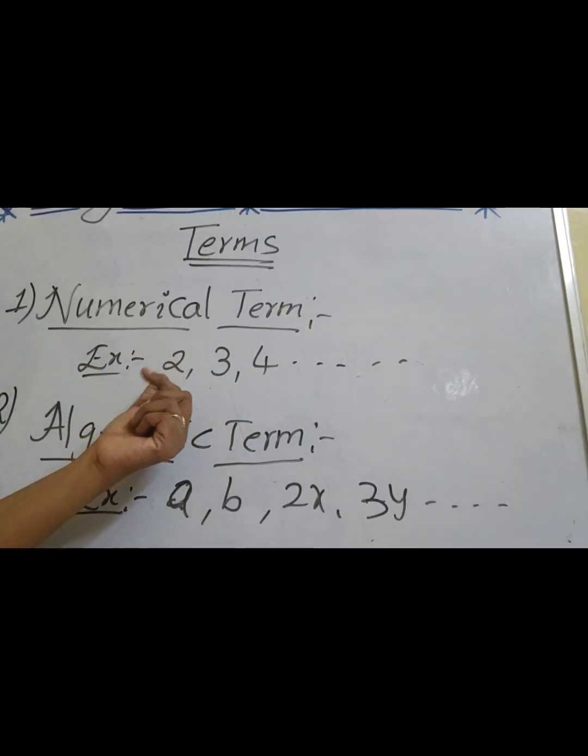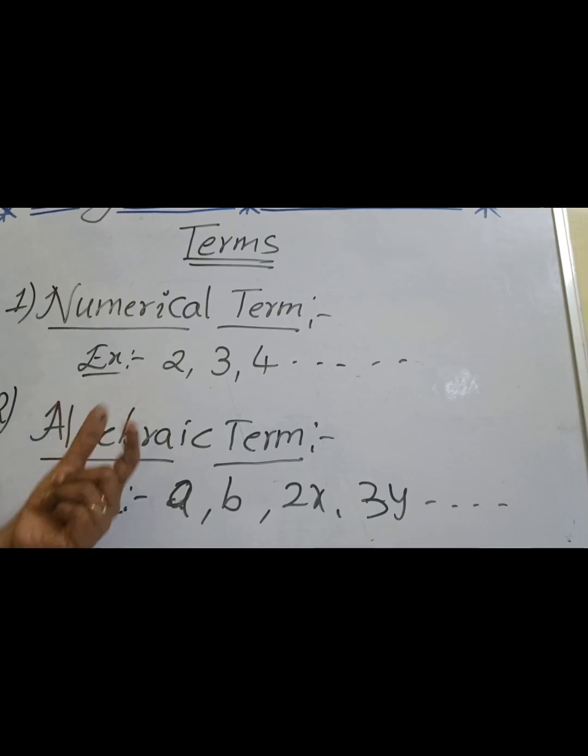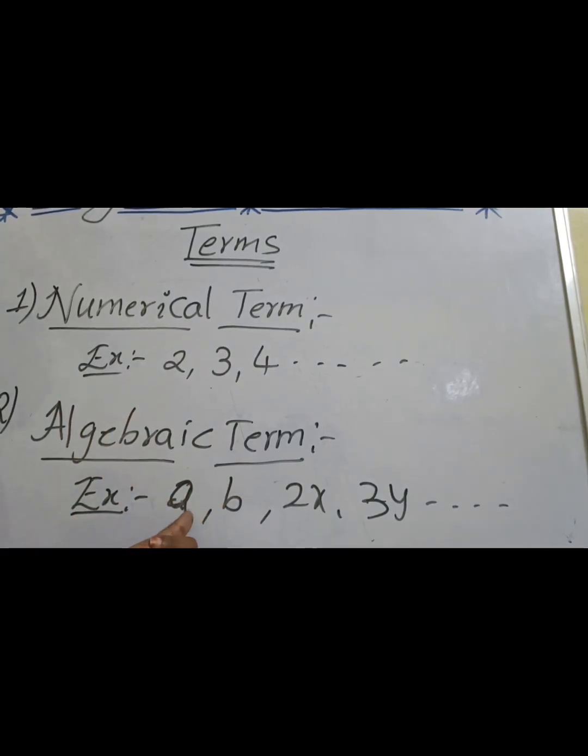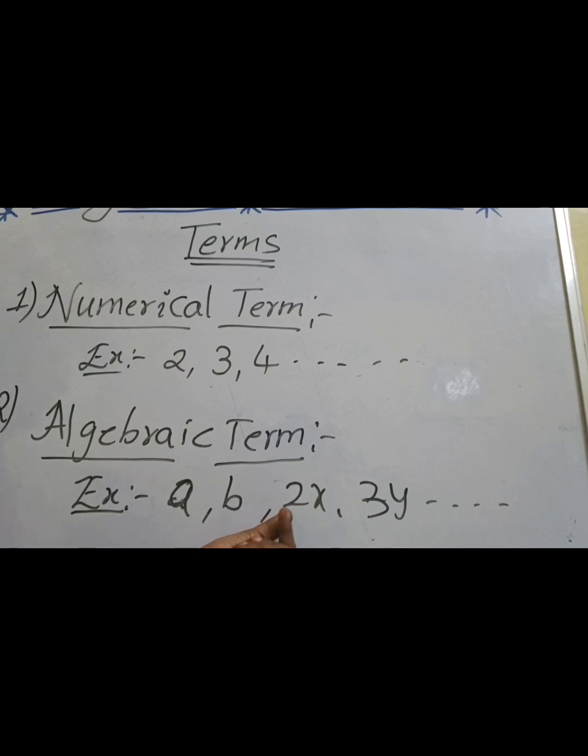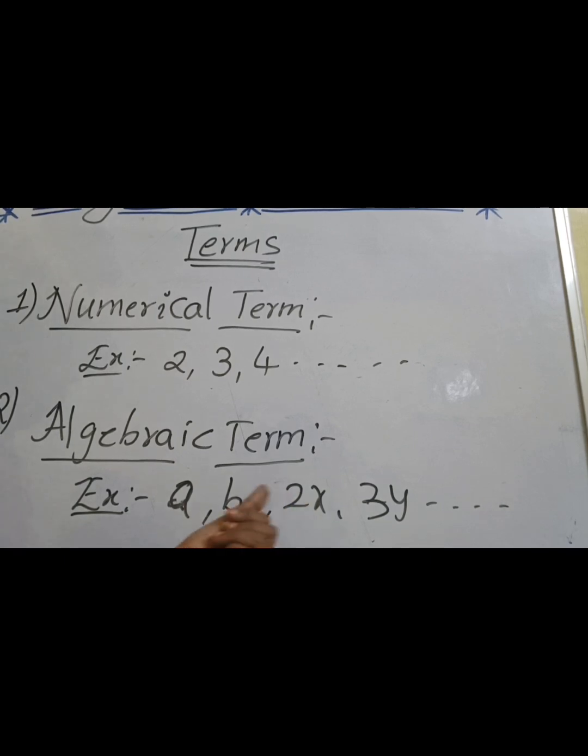Clear? Here we don't have any algebraic letters, but in these algebraic terms we can see numerals as well, meaning a combination, not only a single variable or a single numeral. We are taking the combination of variables and numerals. Clear? Yes, these are the algebraic terms and these are the numerical terms. Clear children? Next we'll see two more types of terms.